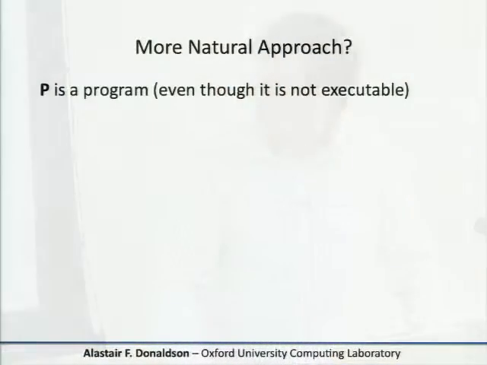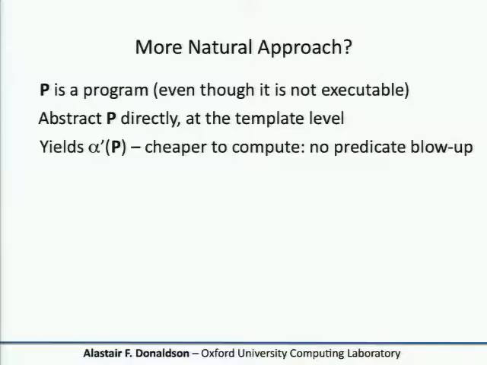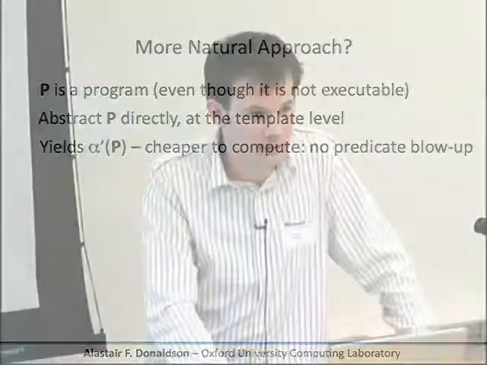So potentially a more natural approach. Well, this template program P is not an executable program, but it's a program nevertheless. So what if we could abstract P directly at the level of the template? So to get an abstraction, alpha prime P. So you say alpha prime, not alpha, because the abstraction we do isn't going to be exactly the same as what we would have done in the previous slides. So this will hopefully be cheaper to compute because we haven't blown up the number of predicates that we're abstracting over.